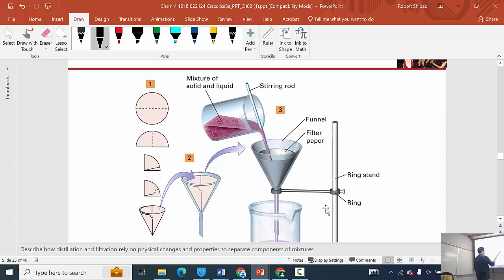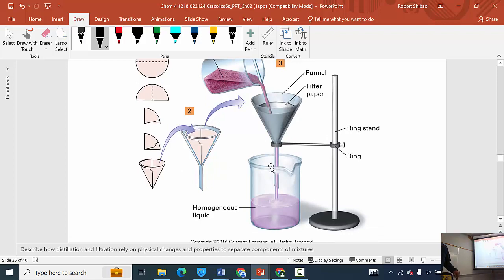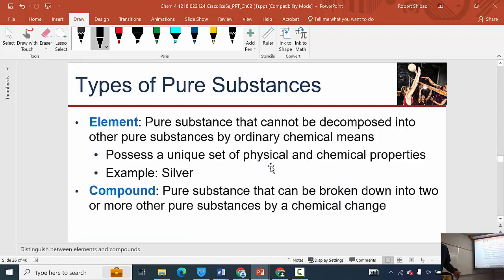And then I'll just filter it. So this would be heterogeneous. This would be like sand and water. And so we can separate out the sand from the liquid, whatever that liquid is. And so we can use filtration. This is another example of a physical change. Nothing has changed chemically.